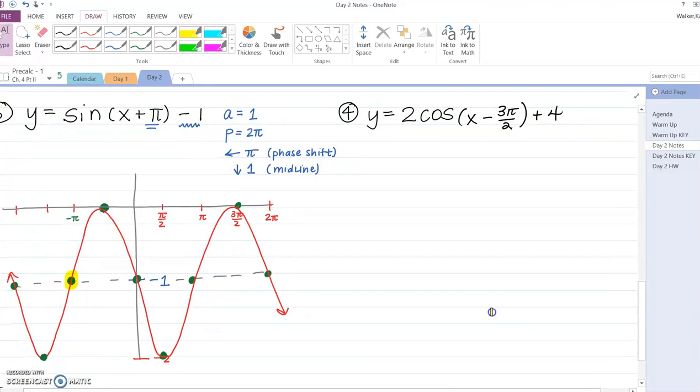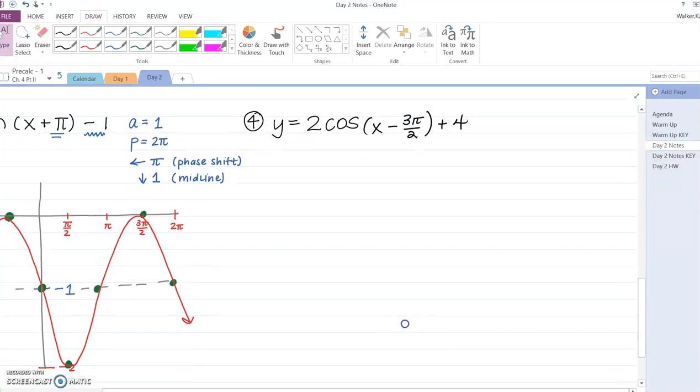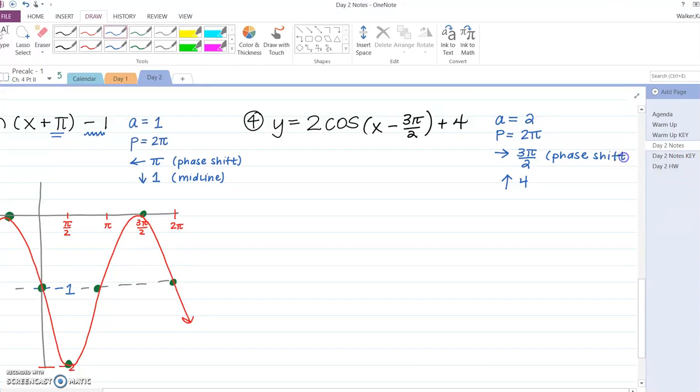So that's number 3. Number 4 had a few more things going on. Here I have a 2 being multiplied on the outside, so my amplitude is 2. Nothing being multiplied on the inside, so my period stays unchanged. It's 2 pi. I have a -3 pi over 2 inside, so my phase shift, I'm going to the right 3 pi over 2. And I have a +4, which means I'm going up 4. So phase shift, meaning a horizontal shift, and then up 4 affects my midline.